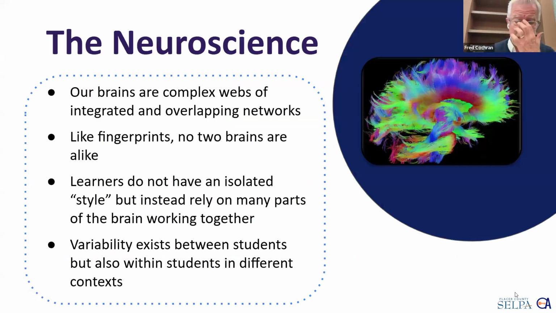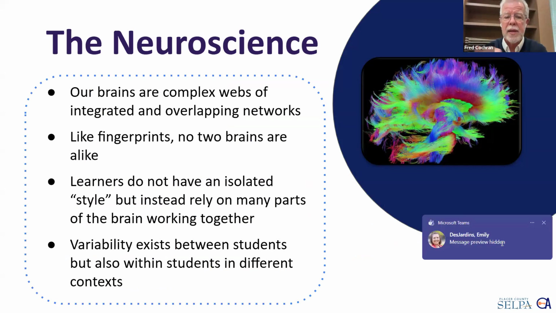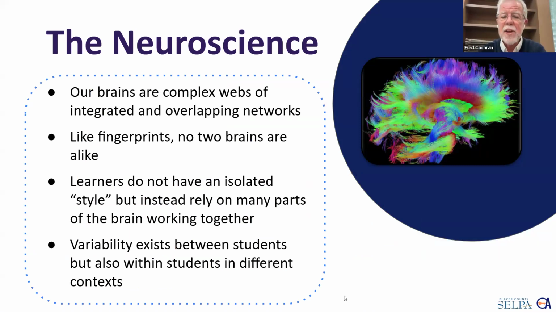So I said it was based on research, and here we go. The neuroscience behind this is amazing. Think about our brains. Our brains are so complex. They're webs of integrated and overlapping networks. And like fingerprints, think about this. No two brains are alike. And I often think about this because I have twin daughters, and I often thought they just act the same all the time. And it took me forever to understand that they were not alike in the way that I thought. It's a big mind shift for me.